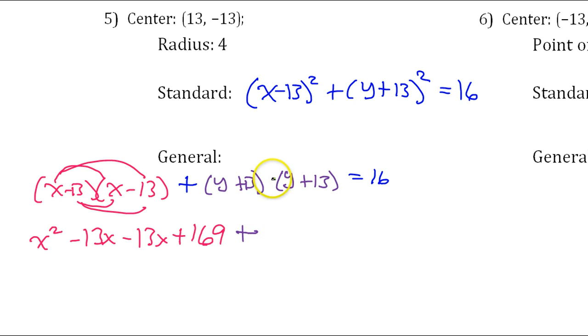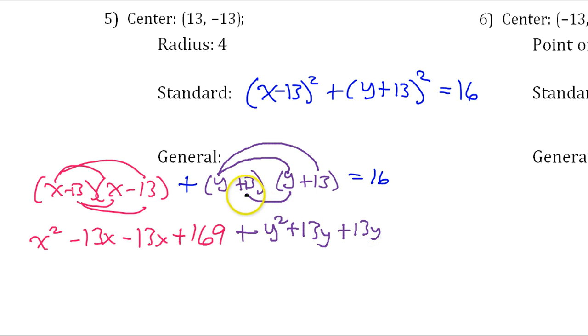Alright, now doing the purple one. y times y, that's y². Okay, y times 13, that's 13y. 13 times y is another 13y. And 13 times 13 is 169. And all of that equals 16.